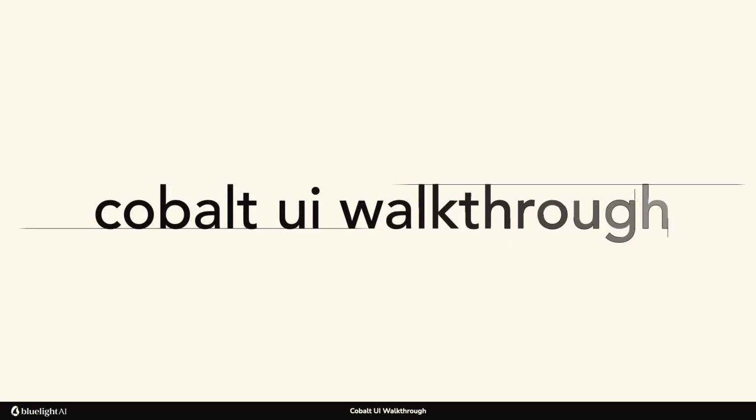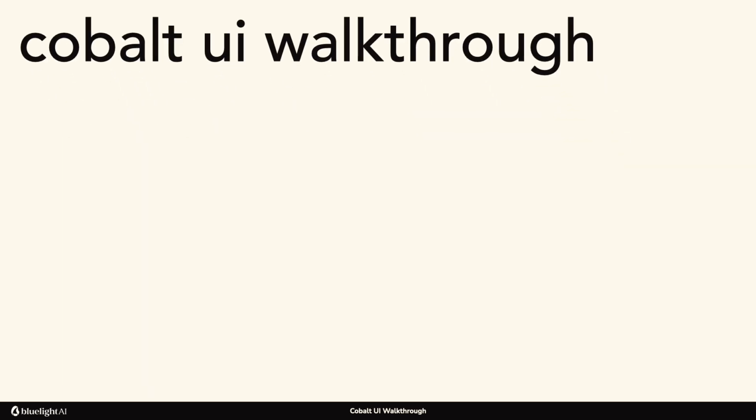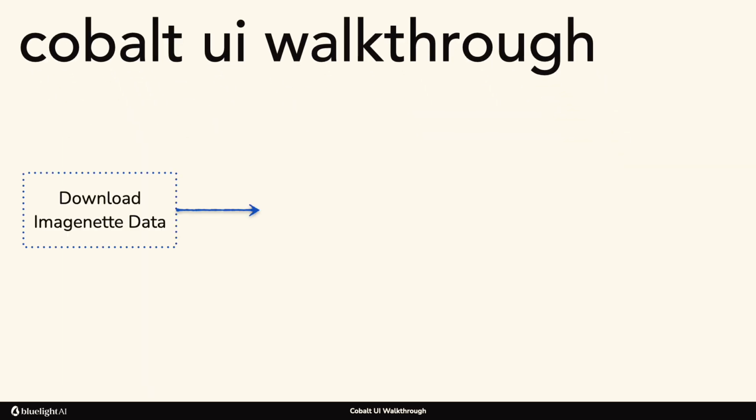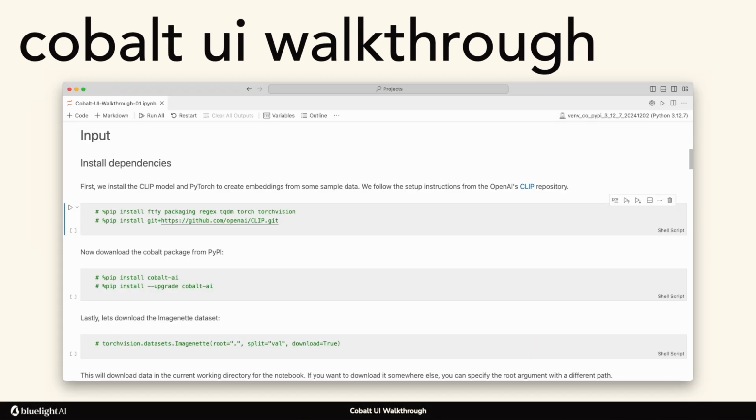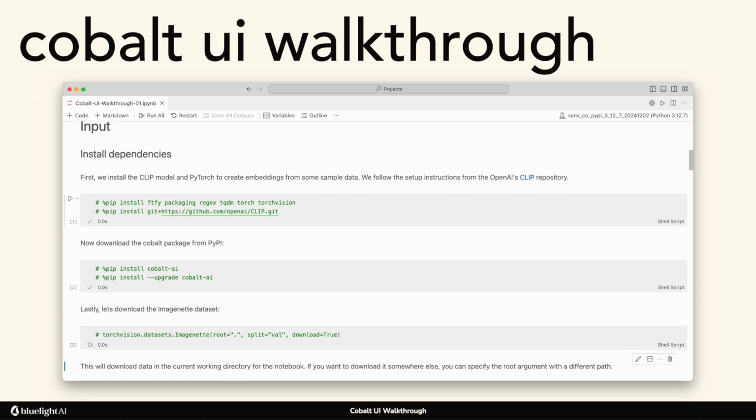So let's get started. In this walkthrough, we will download the ImageNet dataset, generate embeddings using a clip model, and visualize these embeddings with Cobalt UI. Let's start with installing dependencies, which includes downloading OpenAI's clip models. Then we download Cobalt using pip install cobalt-ai. In case you have already downloaded it, you may want to upgrade it. And lastly, we download the ImageNet dataset.